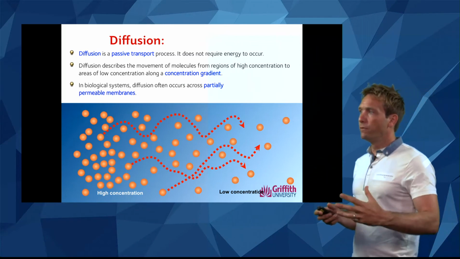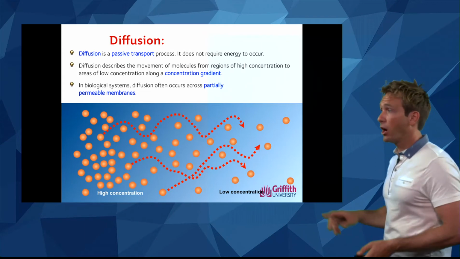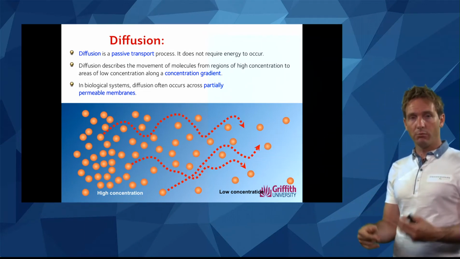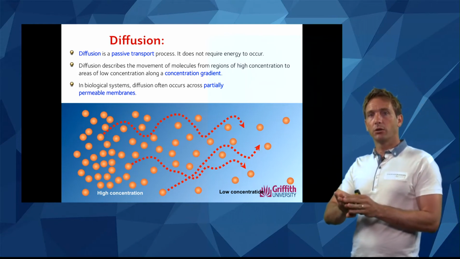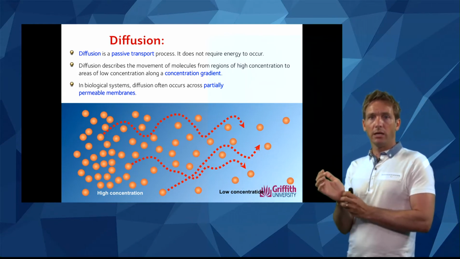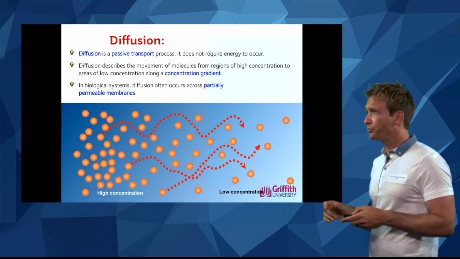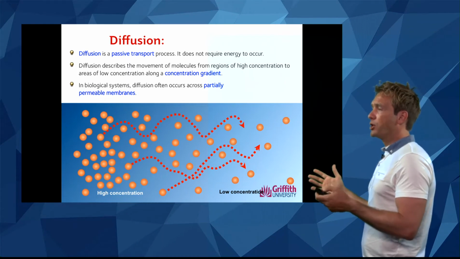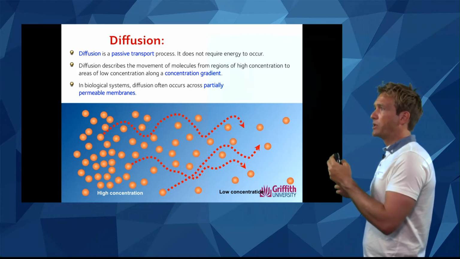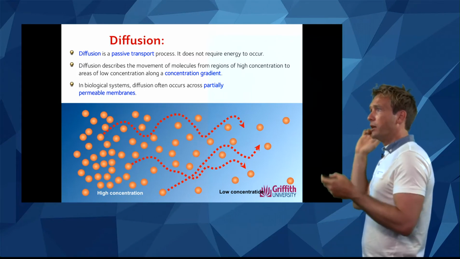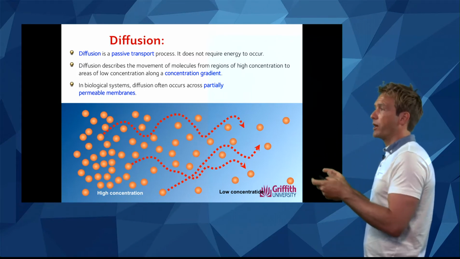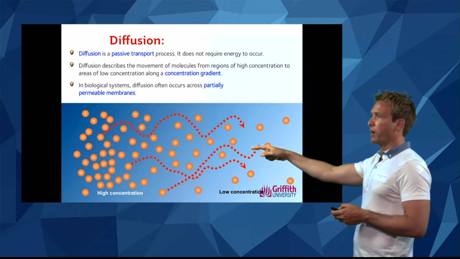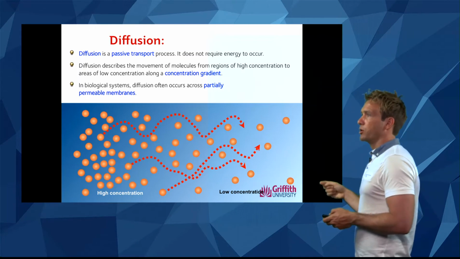Diffusion is the movement of particles from an area of high density to an area of low density. Particles naturally move from a place of high density to an area of low density in liquids and in gases. It doesn't require energy to do so. Diffusion describes the movement of molecules from regions of high concentration to regions of low concentration across what's called a concentration gradient. So the gradient is from high concentration across to low concentration.